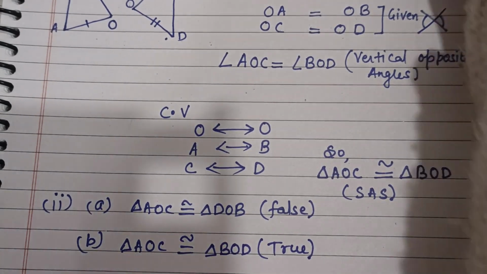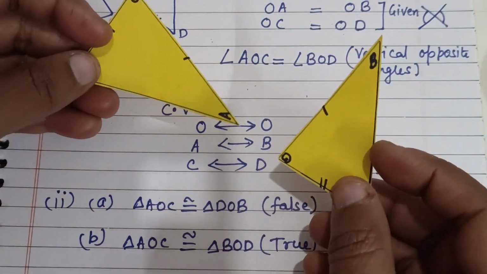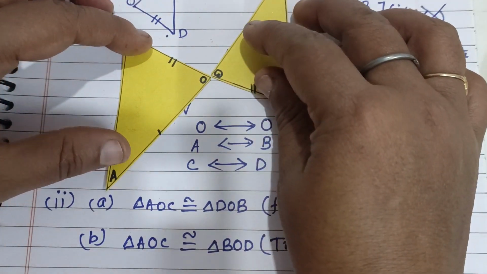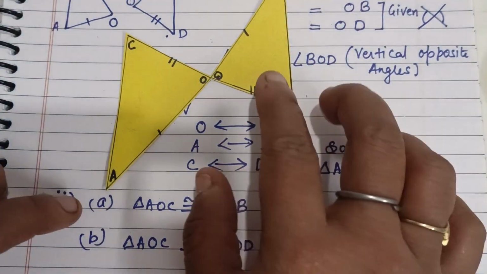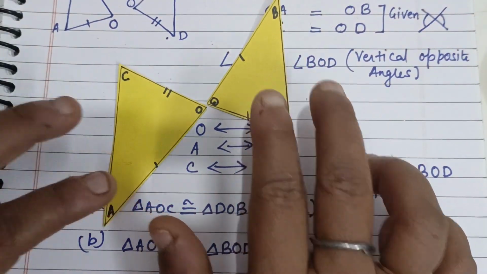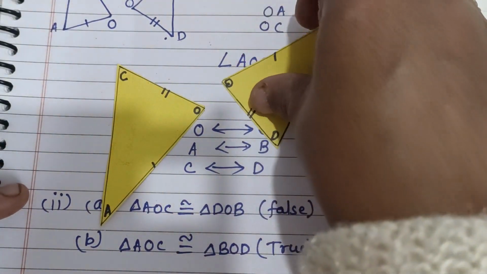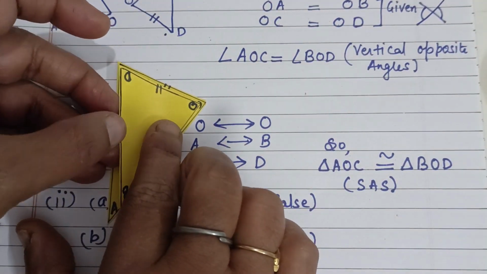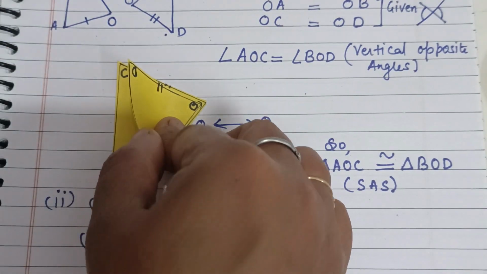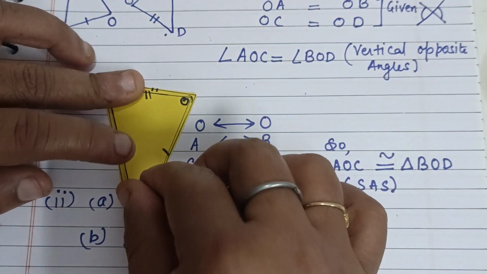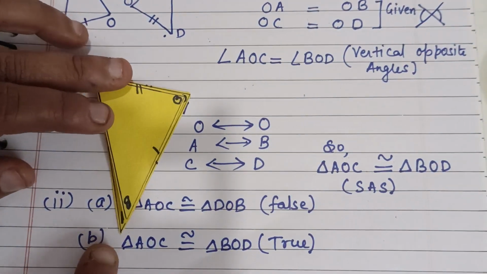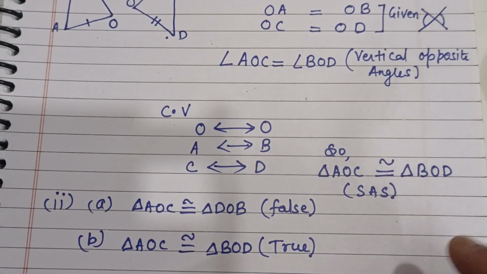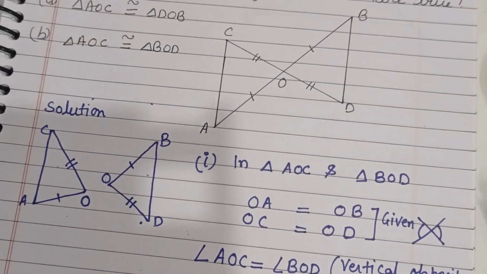We can see this by our cutouts also. These were the cutouts we have made. If you remember, this was the figure which was given to us. Now, if you overlap, you can see it properly that O will overlap with O, D will overlap with D, and B will overlap with A. Clear? So in this way you can prove this, you can solve this question. I hope everybody has understood it.